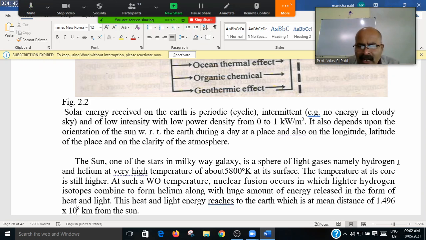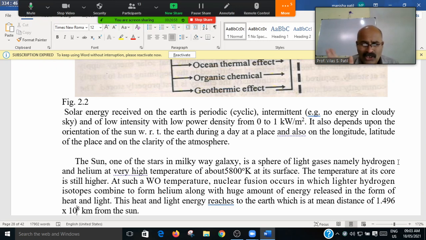Okay, that is 0 to 1 kilowatt per meter square, which is the low power density, and it also depends upon the orientation of the sun. If the sun is oriented toward the south pole, the north region is the cold region; if it is oriented toward the north, the south region is the cold region. This is due to the orientation of the sun with respect to the earth during the day.